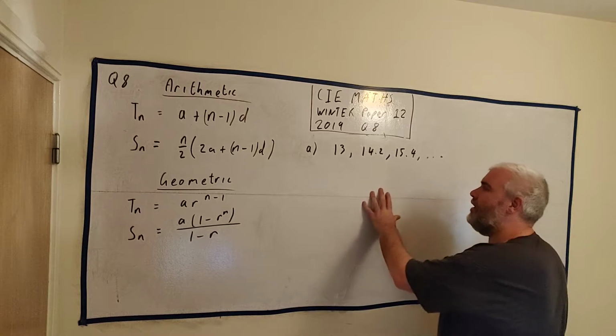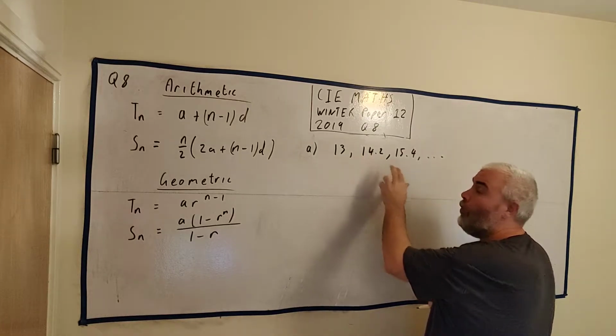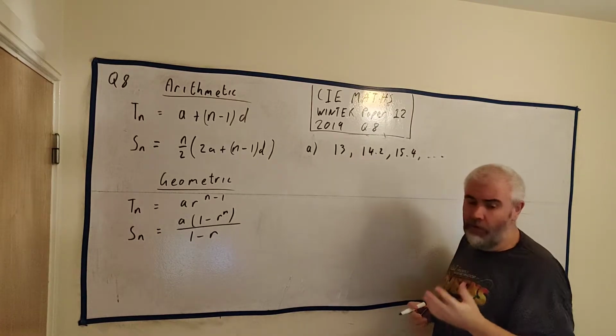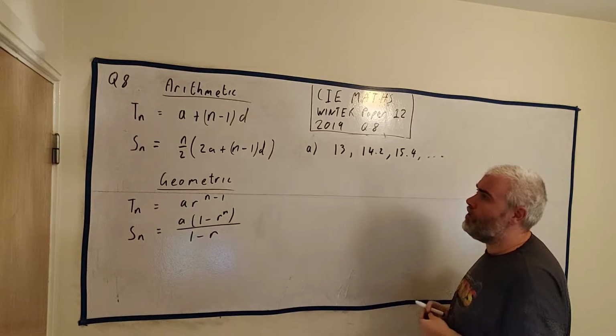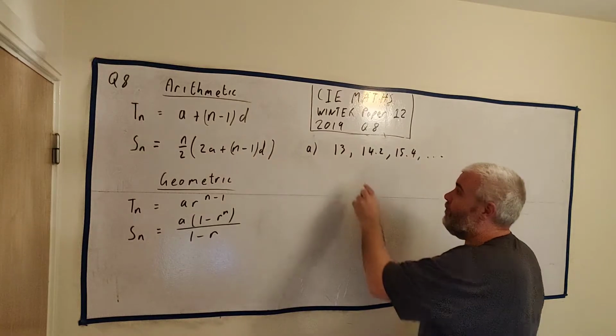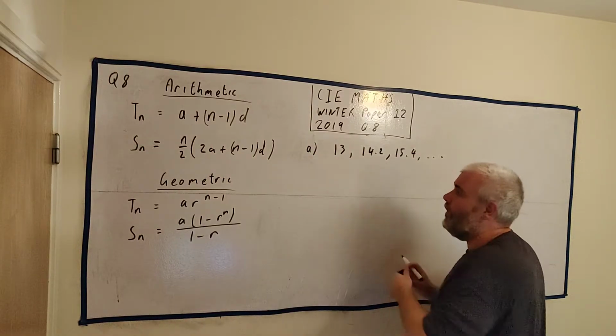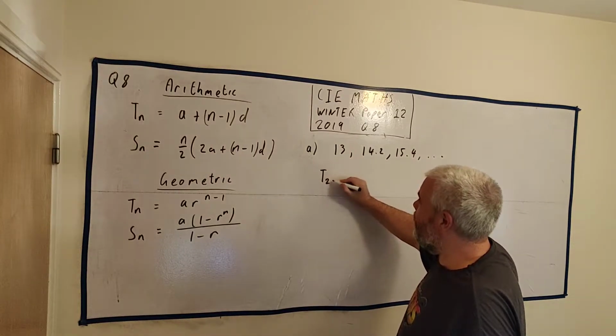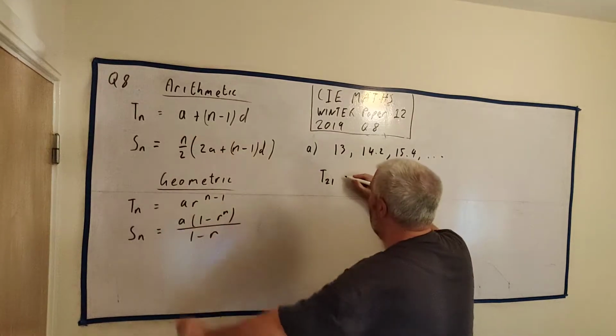We can see here that it goes up 1.2 each day. They told us this. It goes up 1.2 each day. So we simply use this formula here to get the 21st term. The first term is here, second term. So we simply need T21, and we just read from this formula.